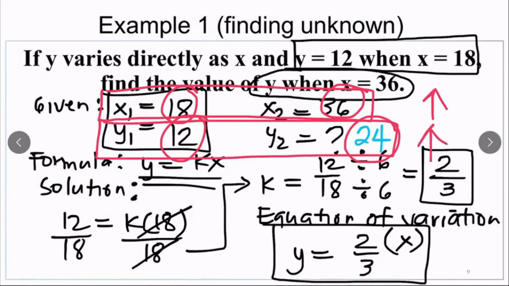Therefore, the entire example number 1 is correct. And our y sub 2 is correct since it increases, just like the x quantity. Therefore, this is our final answer, 24. Y sub 2 is equivalent to 24.